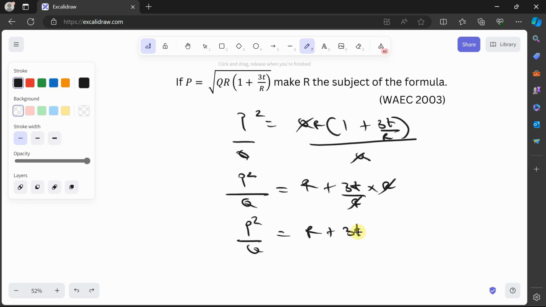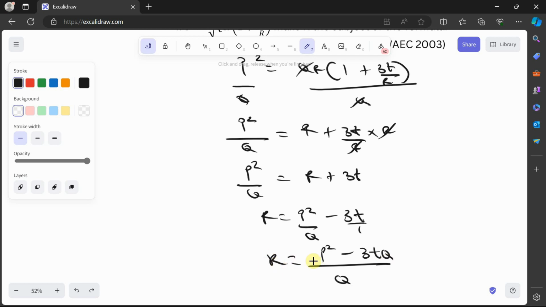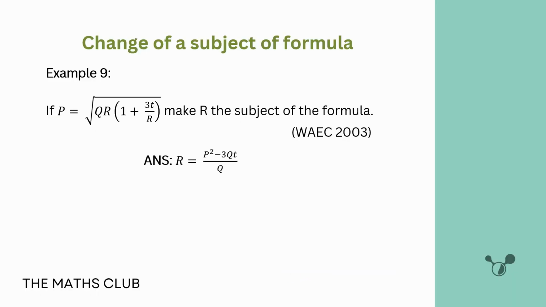So I can just take this 3t to the other side. So that will be r is equal to p squared all over q minus 3t. So I could do some clean up. q in q is 1 times p squared. That will be p squared minus, let's say, over 1. q in 1 is q times 3t, that will be 3tq. So our r is equal to p squared minus 3tq all over q. Let's see if our answer is correct. Great. So p squared minus 3qt all over q. Whether you say 3qt or 3tq, that's saying the same thing.